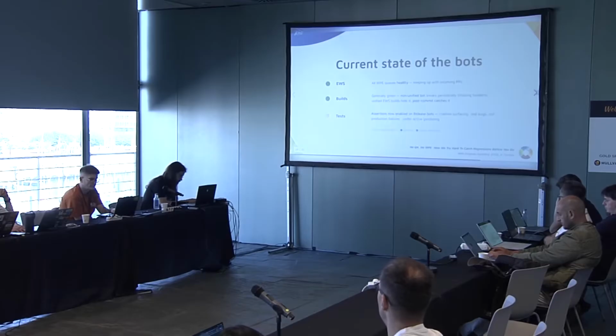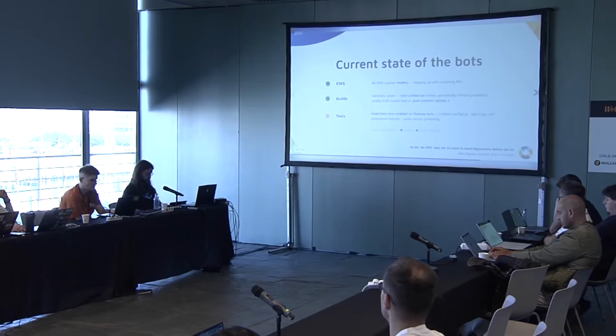In terms of builds, also very green in most cases. And in the case of the tests, this is where things are a bit interesting right now. They are not entirely green, but this is on purpose. This is not because we're not doing a good job. Things were going so well recently that we decided to take it one step further and enable assertions in the release configuration in post-commit bots. What does this mean?